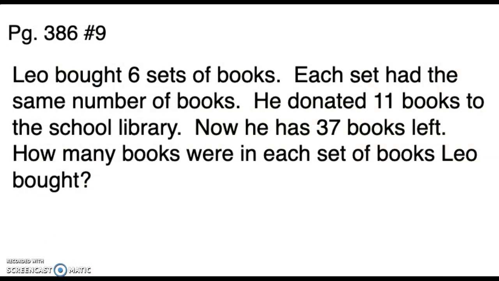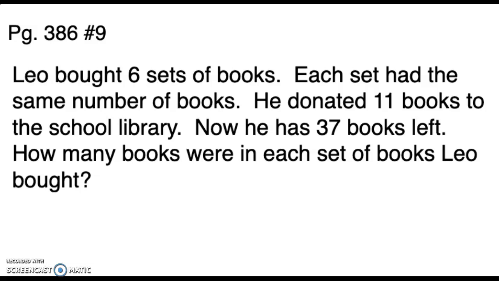Let's read it together. Leo bought 6 sets of books. Each set had the same number of books. He donated 11 books to the school library. Now he has 37 books left. How many books were in each set of books Leo bought?